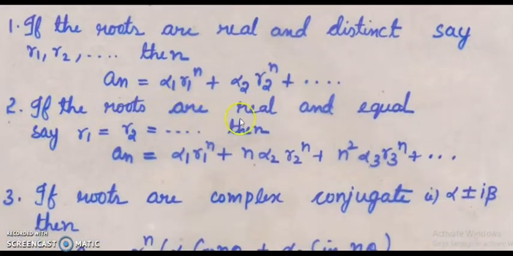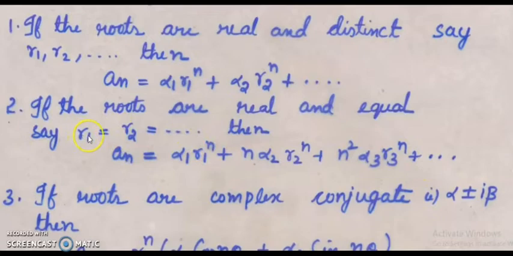Now the second case, if the roots are real and equal, r1 is equal to r2, then we write an is equal to alpha 1 r1 power n plus n into alpha 2 r2 power n plus n square into alpha 3 r3 power n plus etc. That means the power of n is getting increased. Alpha 1, alpha 2, alpha 3 are constants as in the previous case.